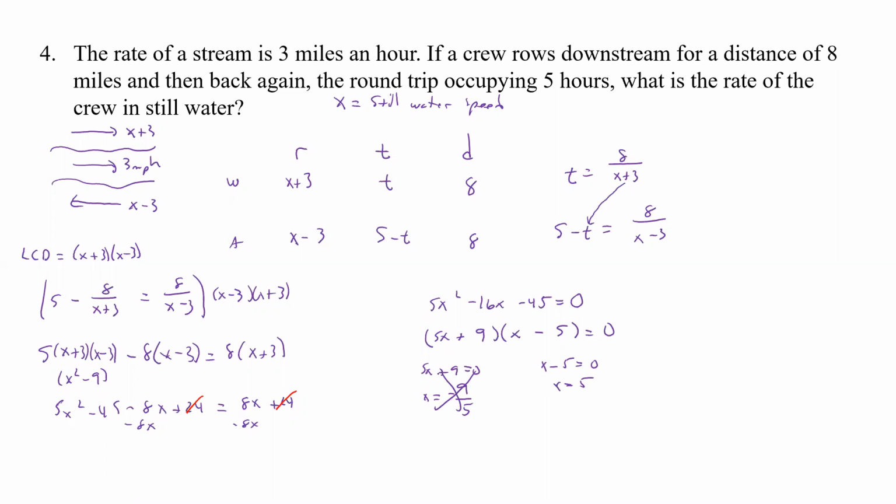Well, we can't have a negative speed for water, and so the speed in still water is x equals 5 miles per hour. So that's in still water, and that's really all they asked for. Now, can we find anything else? Well, yeah, we can say 5 plus 3 is 8 miles per hour with the stream, and 5 minus 3, or 2 miles per hour, against the current. Okay, so we got all 3 speeds, but the only one they really wanted was this one.